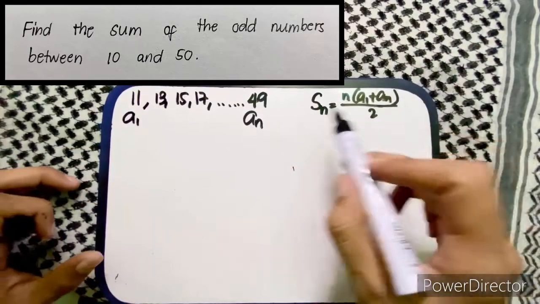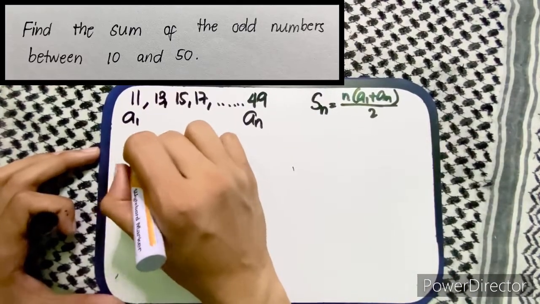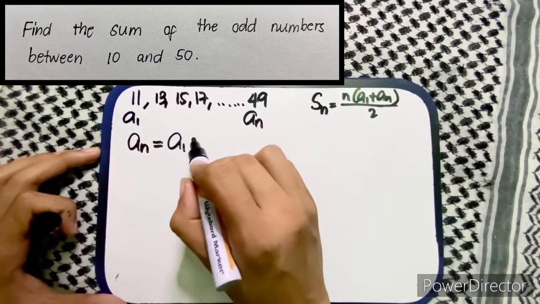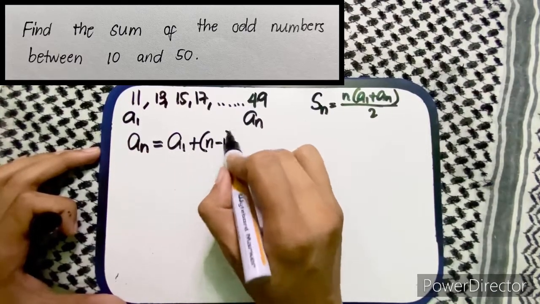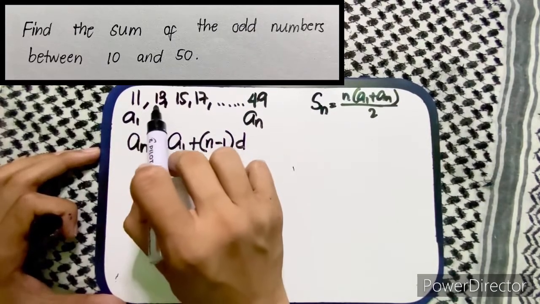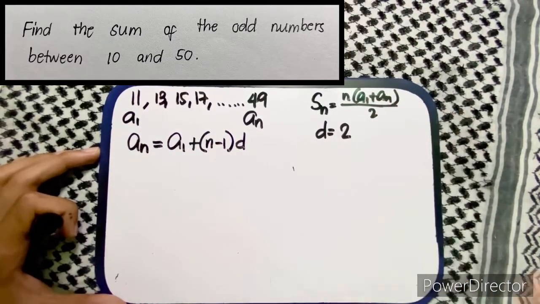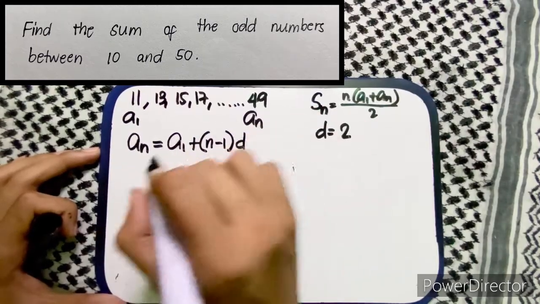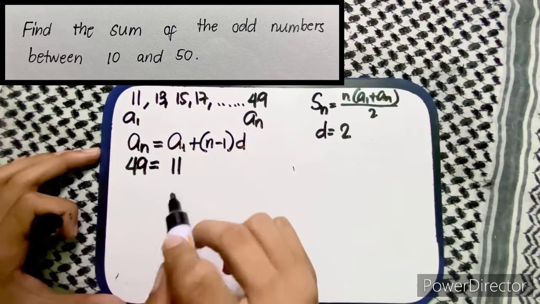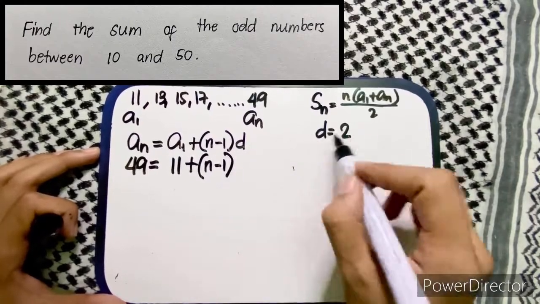Okay, we cannot use this for now. So we need to find n first. So we will use a sub n equals a sub 1 plus n minus 1 multiplied to d. Our d is, just subtract 13 minus 11, so our d is 2, right? So a sub n is 49 equals a sub 1 is 11 plus n is unknown, then minus 1, d is 2.